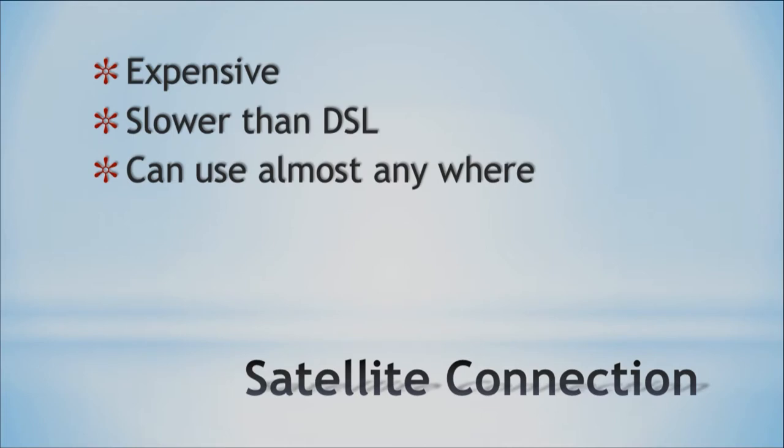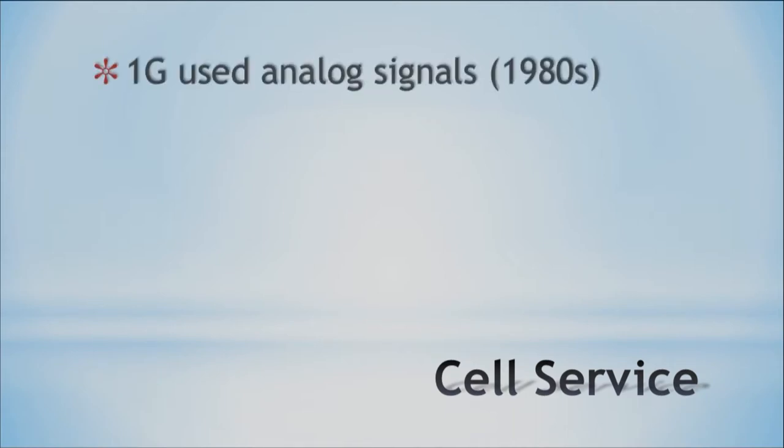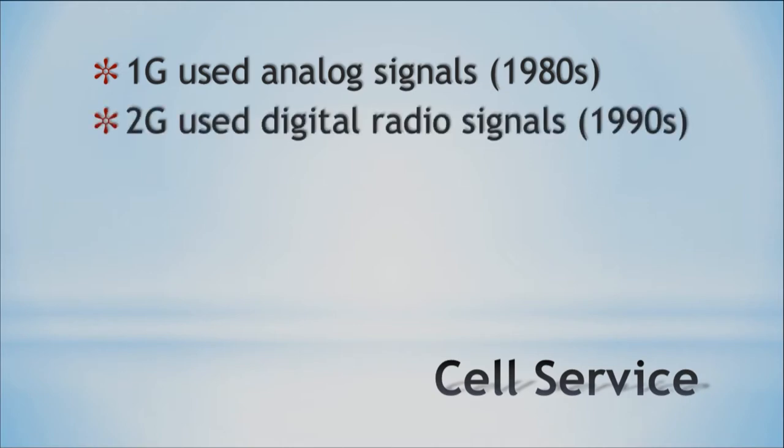So another connection that we're very used to having is actually our cell phone service. So we've gotten used to having this around. It's been around for a while. So different ones we had are 1G, which was analog signals, and this was in the 80s. And then we had 2G, which went to digital, so it was nice, gave us a little improved quality there, and this was in the 90s.